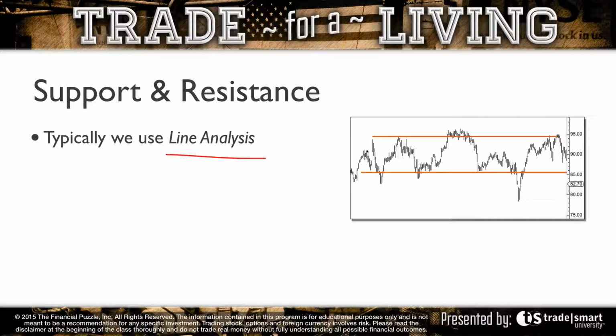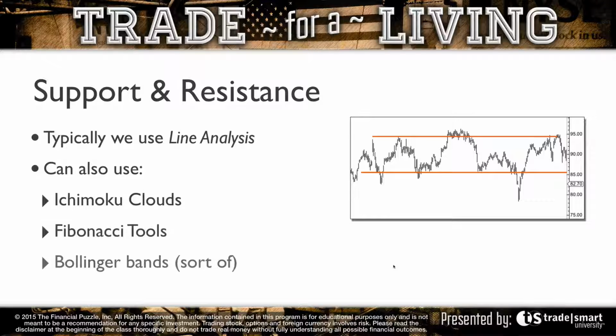Once you've understood the basic concepts of support and resistance, though, there's actually a lot of additional ways that you can get this information. One of those ways would be, for example, your Ichimoku clouds. They can provide some support and resistance information. Our Fibonacci tools provide excellent support and resistance information. You can actually use Bollinger Bands. It's a little bit different because it's a very relative support and resistance, but you can absolutely use Bollinger Bands to get an idea of where that support and resistance is going to show up.